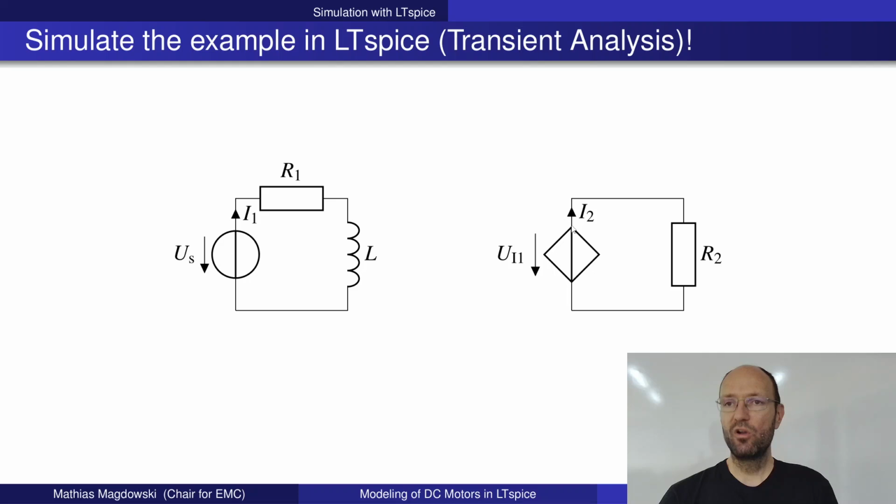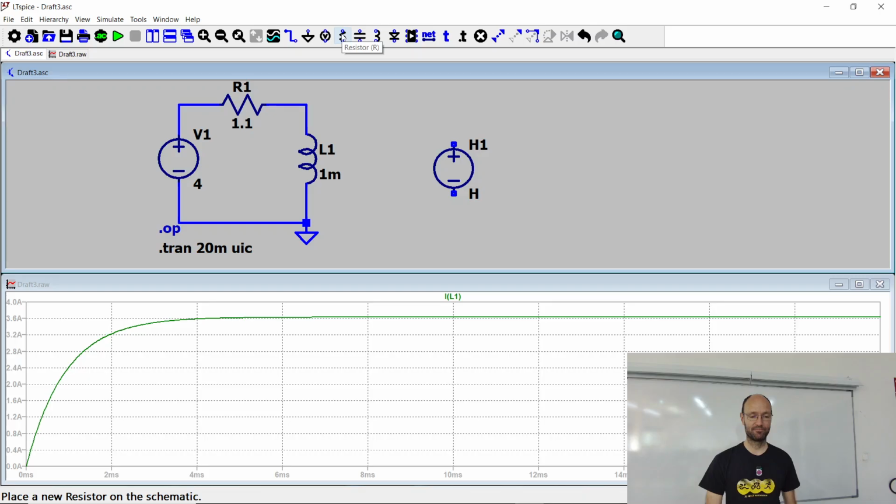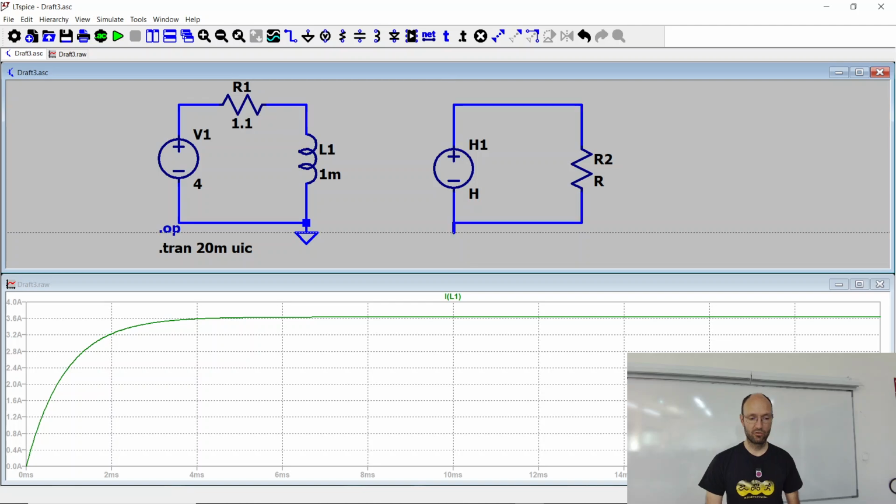So H is the thing that we would like to have, so we will place it. I will place it somewhere here. It looks like a usual voltage source, it just got the H there. And then I would take another resistor, let it just point downwards, take the wire tool, wire everything together. And I think I will also have a second ground symbol here for the second circuit.